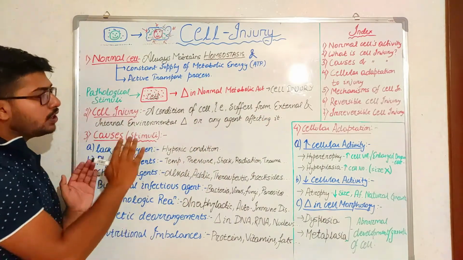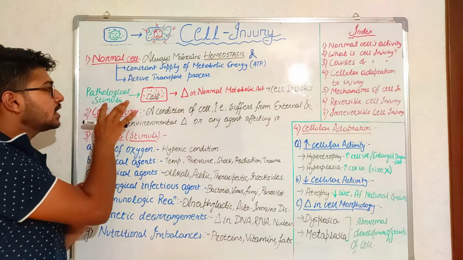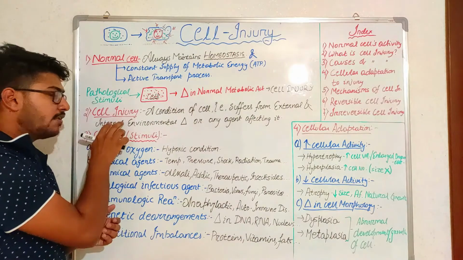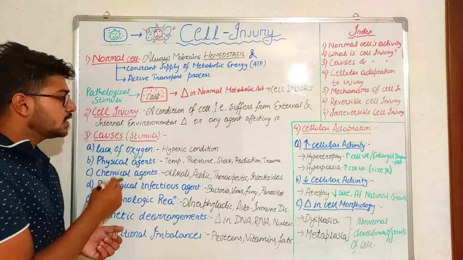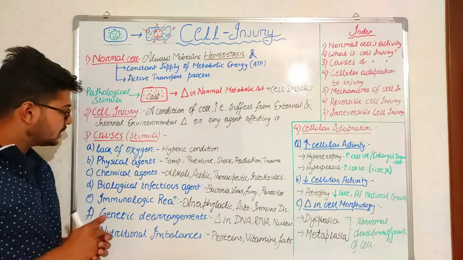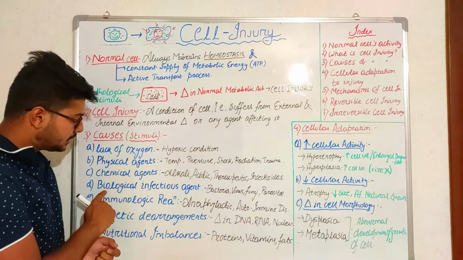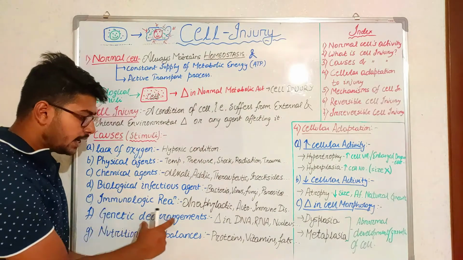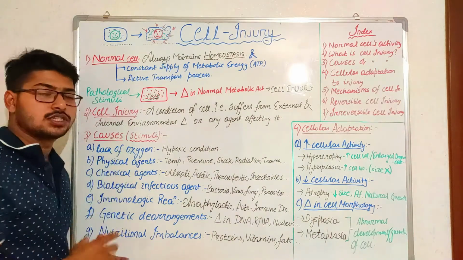Okay, so now we know in a gross manner what a normal cell's activity is, when the cell gets affected, and what cell injury is. For affecting the cell, there are certain kinds of causes, called stimuli or pathological stimuli. There can be many kinds of causes. First, lack of oxygen. Then physical agents, chemical agents, biological or infectious agents, then immunologic reactions, then genetic derangements, and then nutritional imbalances.